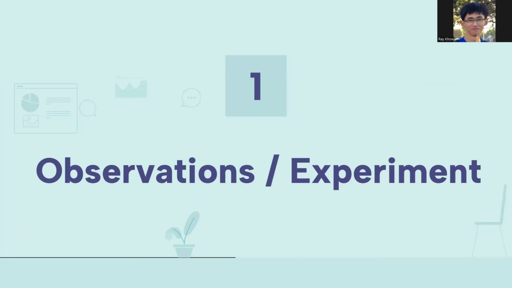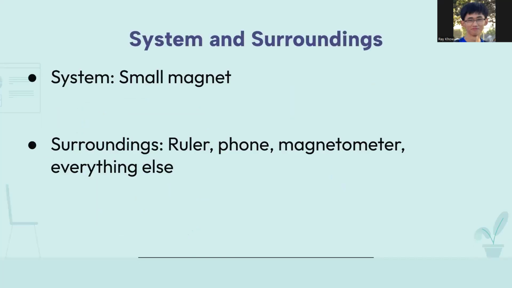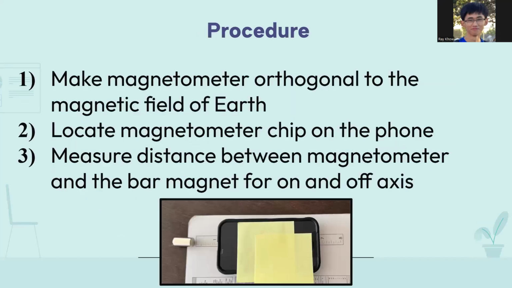Next, we'll be going over the experiment. The system of our experiment is the small magnet, while the surroundings are pretty much everything else, which includes the ruler, phone, and magnetometer. The procedure is as listed.